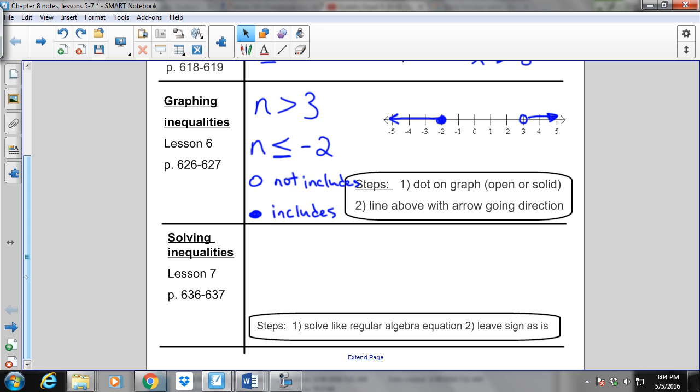Hopefully it does. We'll be going over it in class if not. And I wrote the steps down here. So a dot on the graph, an open one or a solid, then a line above it with an arrow going whatever direction they're telling you to.